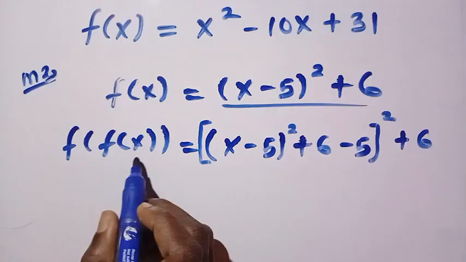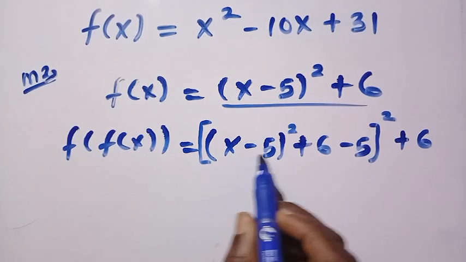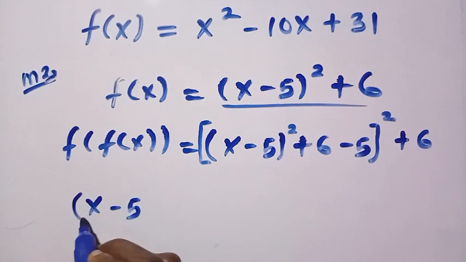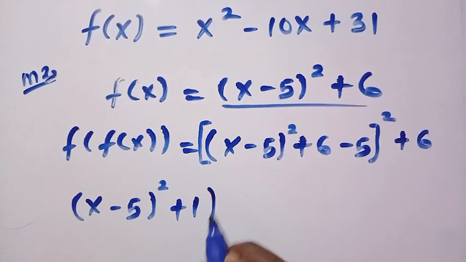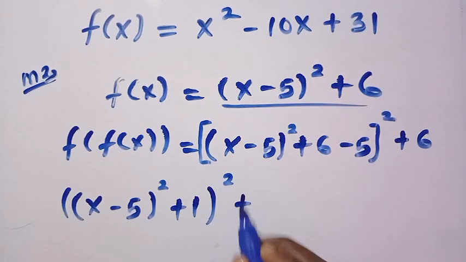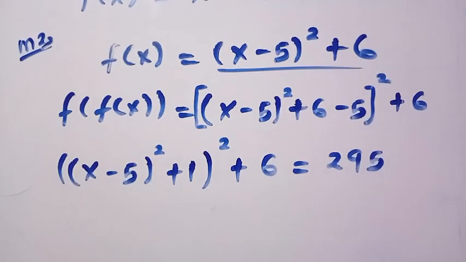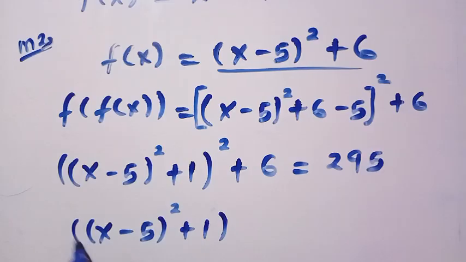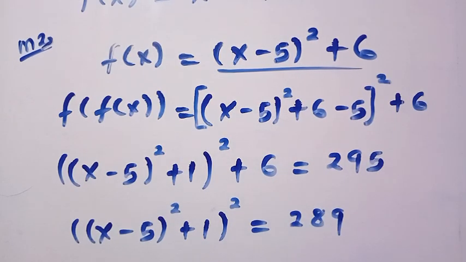And f of x is given as 295. And for this, we have x minus 5 raised to power of 2 plus 6 minus 1, that is 1, then all raised to power of 2 plus 6 equals 295. And by taking 6 to other side, we have x minus 5 raised to power of 2 plus 1 raised to power of 2 equals, subtracting this, we have 289.